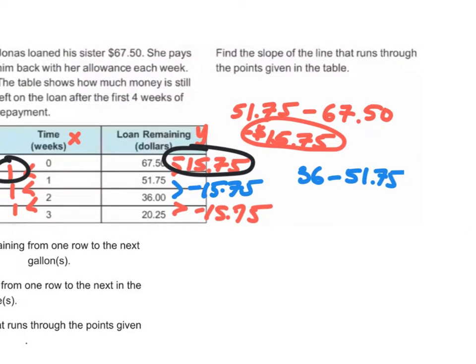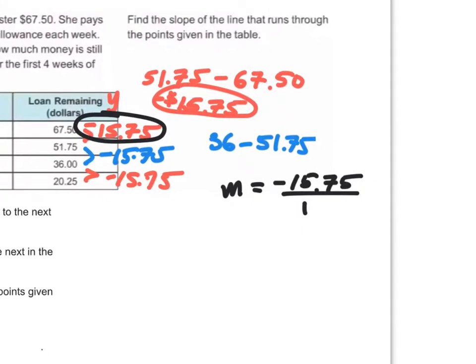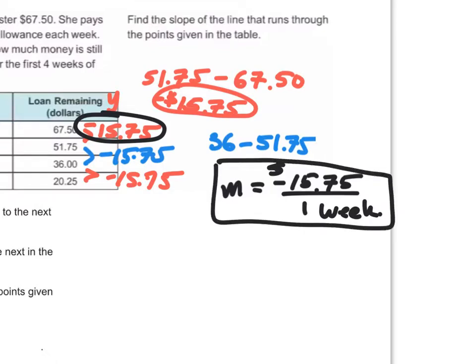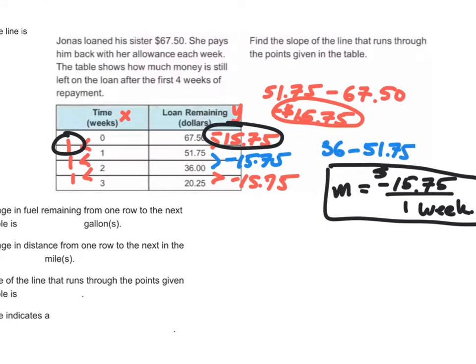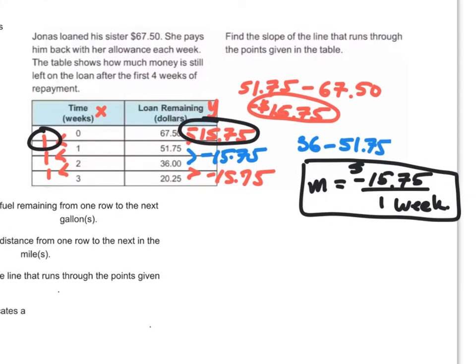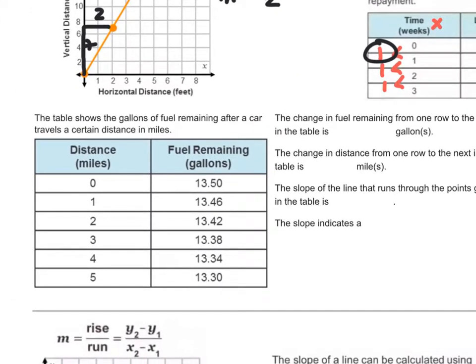And so my slope, m, is just going to be negative 15.75 divided by 1. Now, let's take this into consideration. This is dollars per week. It gives us the rate of change. We know that Jonas's sister is paying this off at a rate of negative $15.75 per week. Okay, that's what we're looking at. All right, take a look at the next one.